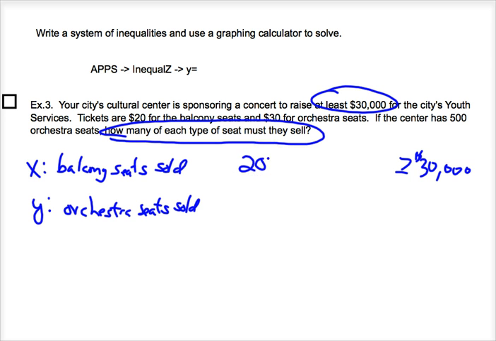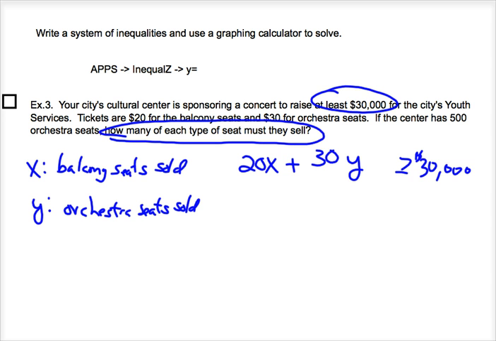How do I figure out the money I get from balcony seats? I take 20 times x, which is however many balcony seats I sold. If I sell 10, I'd get $200, 20 times 10. Still need to get money from orchestra seats. They're $30 for each one of those, so plus 30y. There's an inequality that I would graph.